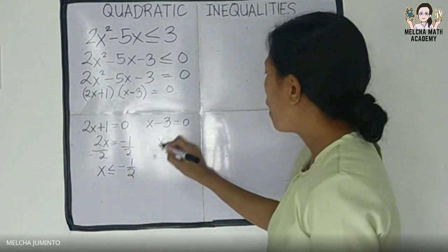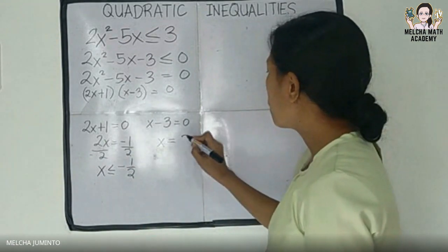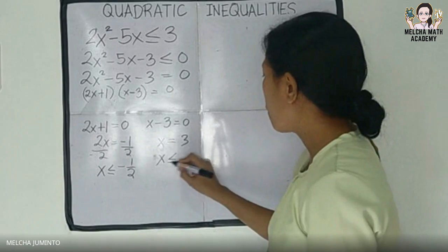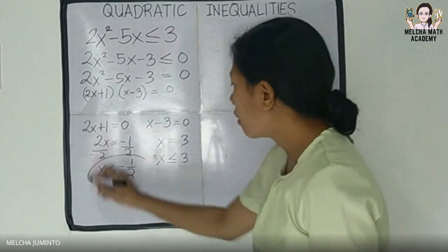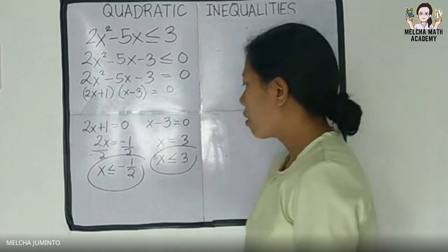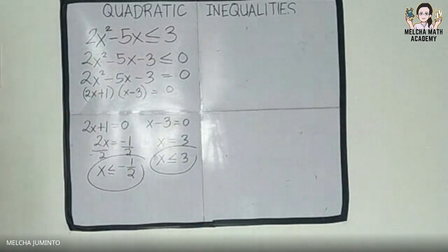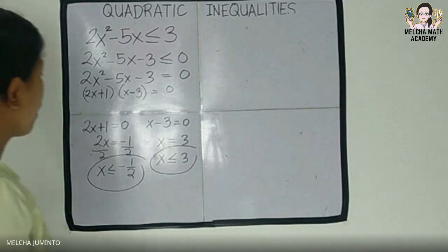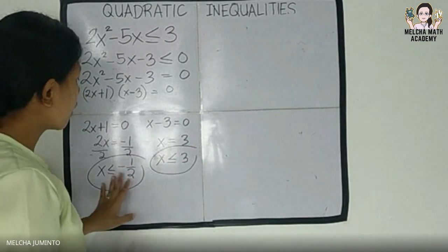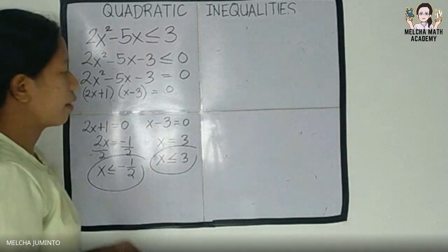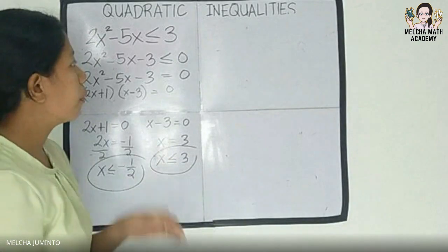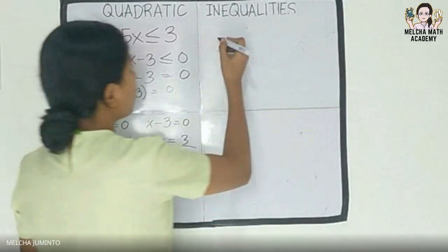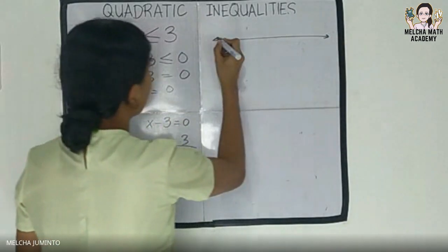The other one, x is equal to 3. x is less than or equal to 3. So we obtained here the two results, negative 1 half and positive 3. Okay, so we have negative 1 half and positive 3. This is the case wherein there's one positive and one negative. The next step, we now need to graph, to draw a number line.